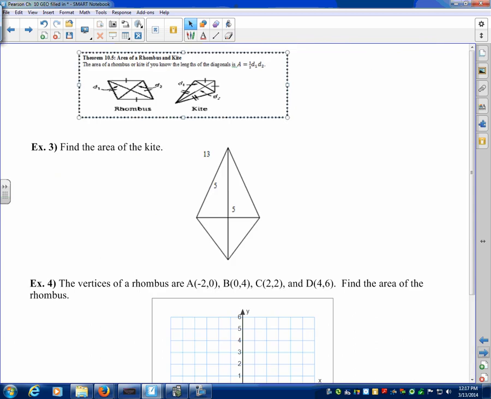Alright. For a rhombus or kite, if you know the diagonals, and this is a new formula, you can find the area by taking 1/2 diagonal 1 times diagonal 2. Okay, if you know the diagonals. Pretty useful formula. Looks exactly like the area formula for a triangle, right? I mean, it has the same form. This is the formula.